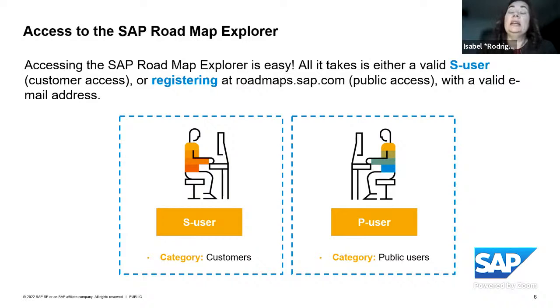That's it. Should you not have an S user, or perhaps not even be an SAP customer yet, then upon going to the page roadmaps.sap.com, you have to register one time. Basically it works like any normal user. You create your own user and your password, and that's it. It's that easy.